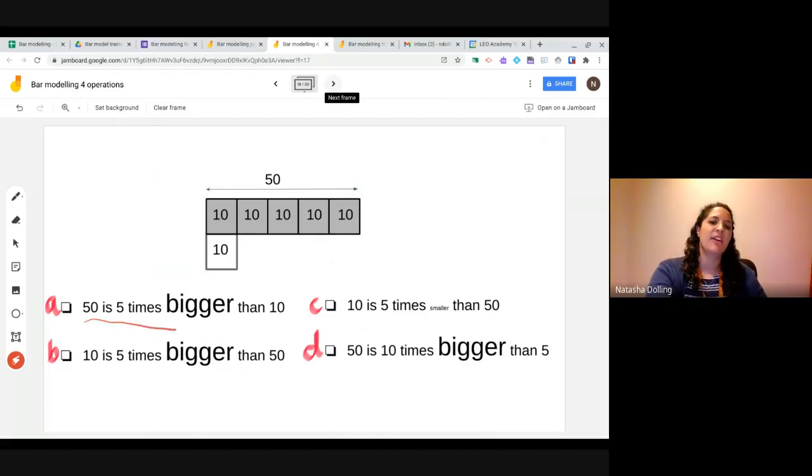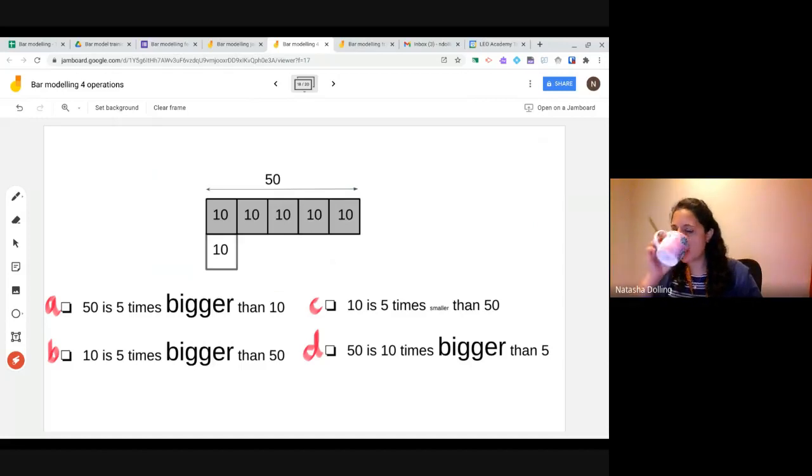Is 50 5 times bigger than 10? Is 10 5 times bigger than 50? 10 is 5 times smaller than 50? 50 is 10 times bigger than 5? Can you say in the chat which ones are true, which ones are false?